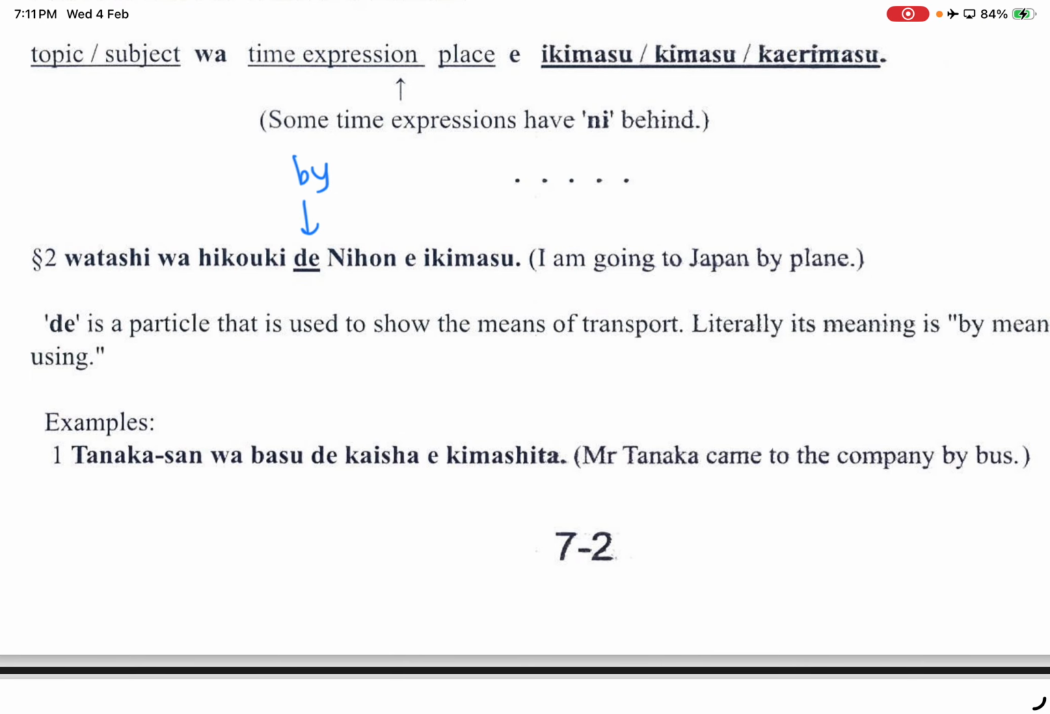Then number 2, we also learned the mode of transport, or rather the means or method of doing something. In this case, hikouki de Nihon e ikimasu. Hikouki de means by airplane. The mode of transport is by something. In English, that's the best equivalent that we have.